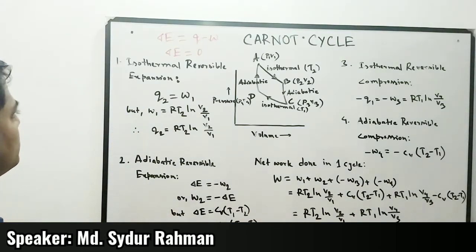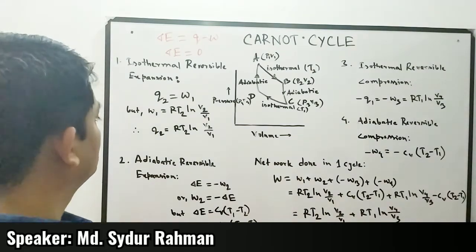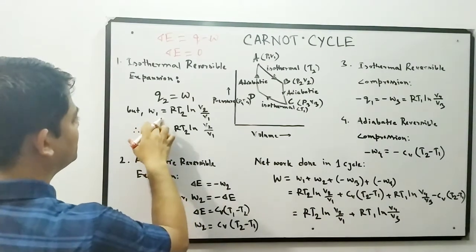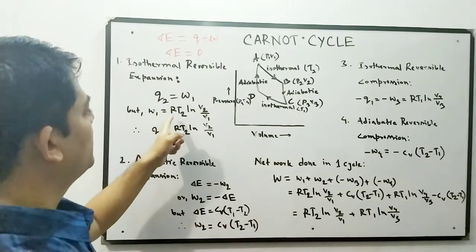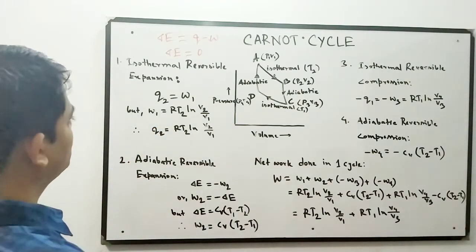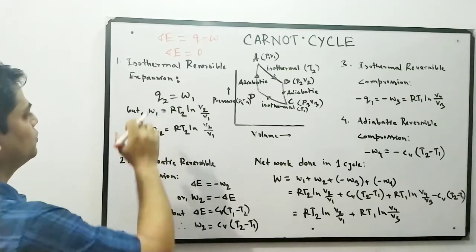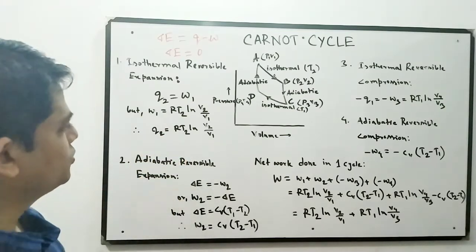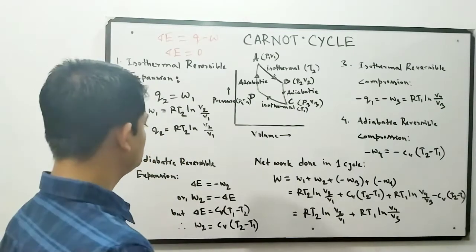But we also know from the isothermal reversible expansion of an ideal gas that W1, the work done by the system, is equal to RT2 ln(V2/V1). So, by substituting the value of W1 into Q2, we get Q2 = RT2 ln(V2/V1).